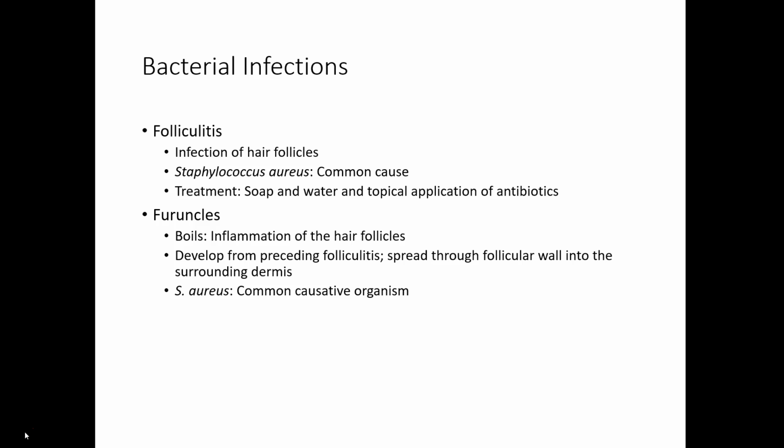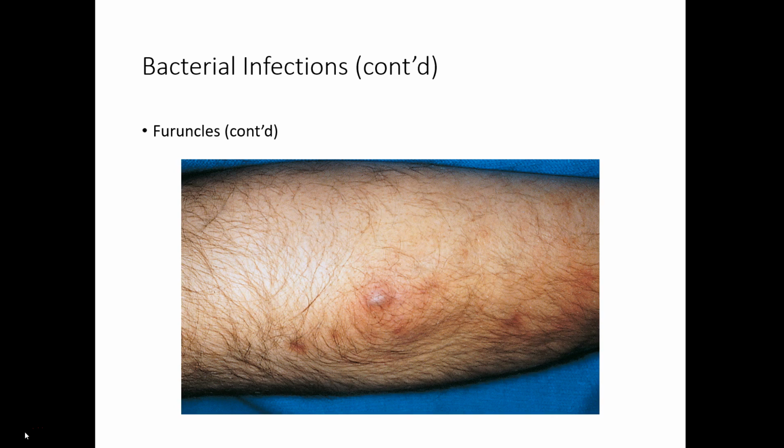And then we also have furuncles, which are boils, the inflammation of the hair follicle, and it develops from preceding folliculitis and spreads through the follicular wall into the surrounding dermis. Once again, Staph aureus is also the most common causative agent. And so here is the traditional boil or furuncle.